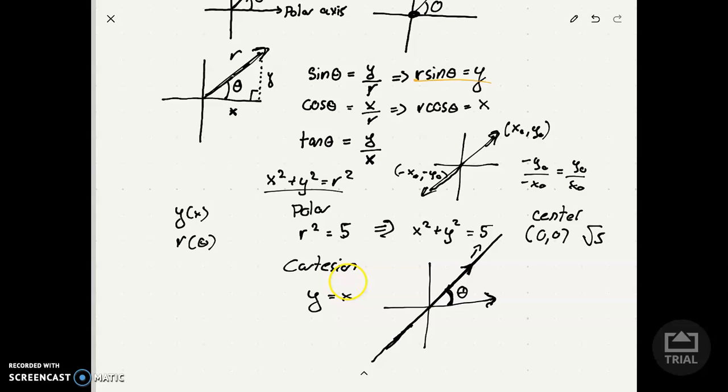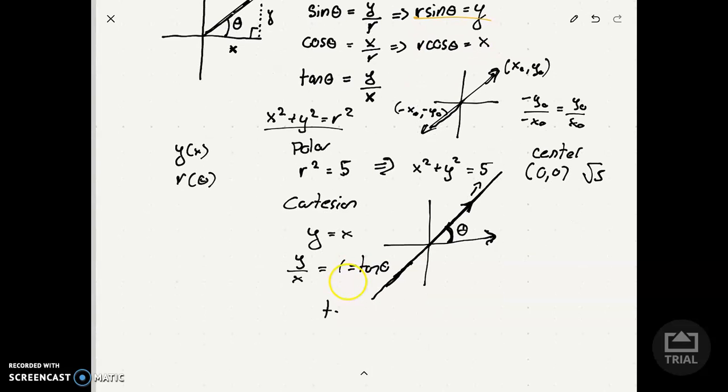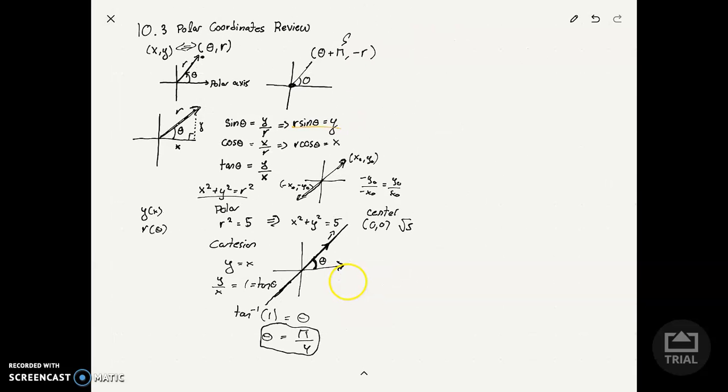So in this case, y equals x. Well, we could divide over by x and get 1, and then we know that that is equal to tangent theta. And then we could say, okay, well, inverse tangent of 1 equals theta. And when does that happen? That's theta is equal to pi over 4, because sine is root 2 over 2 and cosine is root 2 over 2. So this would be the description in polar of that line. So hopefully that little summary of why polar is useful and the different conversions helps out.